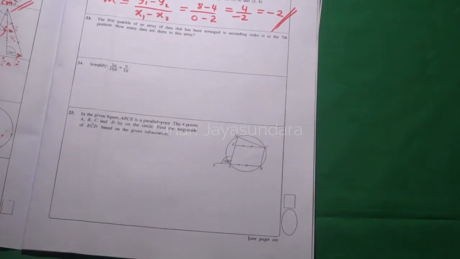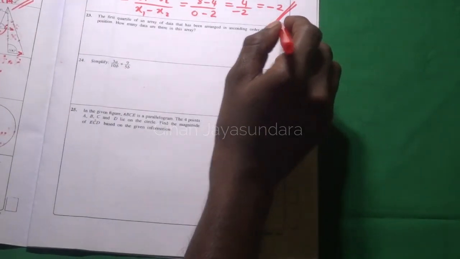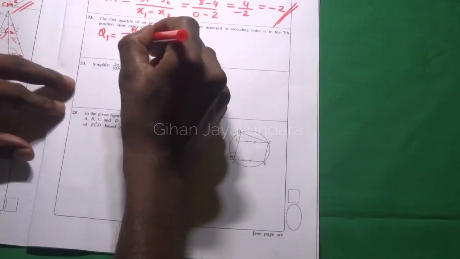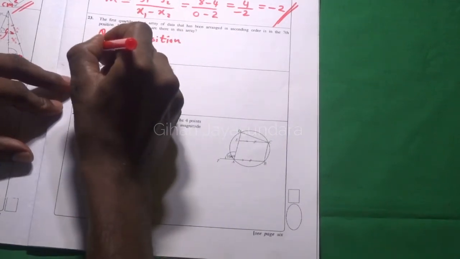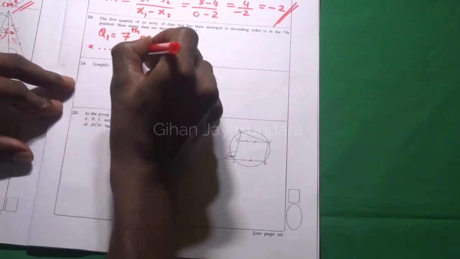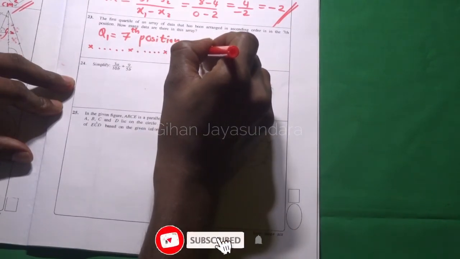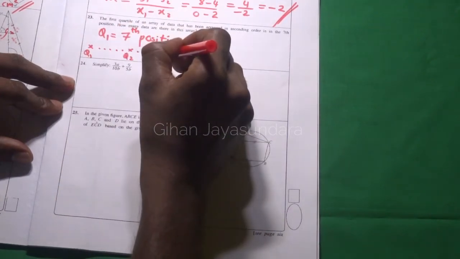Okay, 23rd one, the first quartile. The first quartile of an array of data that has been arranged in ascending order is in the 7th position. How many data are there in this array? Okay, Q1 or the first quartile is in the 7th position. So let the array be 1, 2, 3, 4, 5, 1, 2, 3, 4, 5, 1, 2, 3, 4, 5. Okay, this is Q1, Q2 or the median.